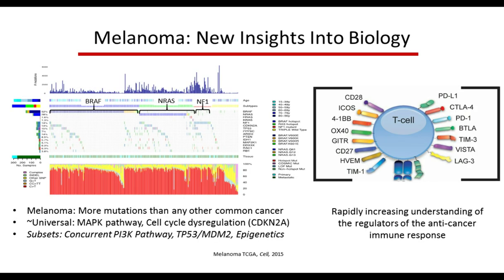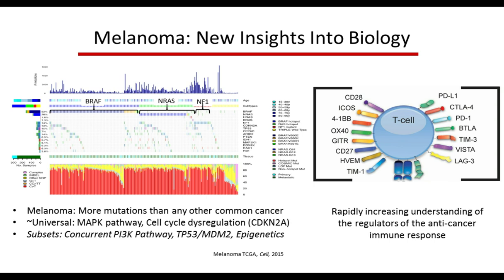Melanoma is the most aggressive form of skin cancer, and for decades we really had no effective therapies for this disease and very little understanding of its pathogenesis. And what we've really seen in the last 10 years are multiple breakthroughs in the understanding of the biology of this disease. And interestingly, these breakthroughs have happened in parallel in two different areas.